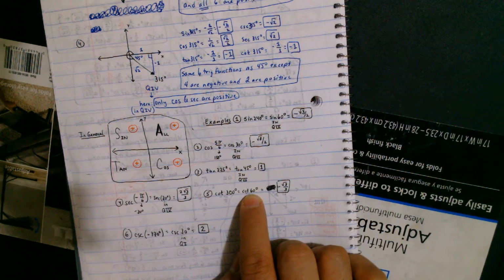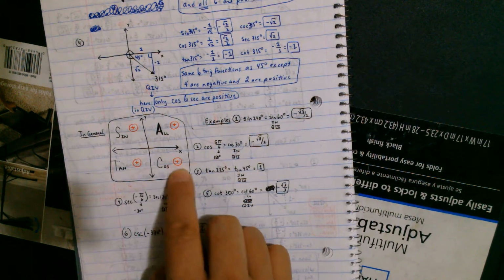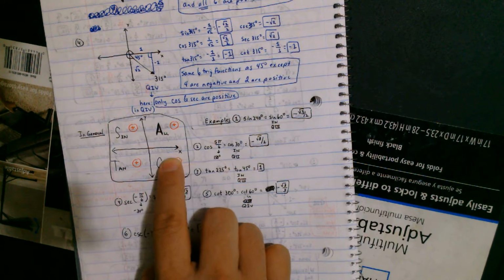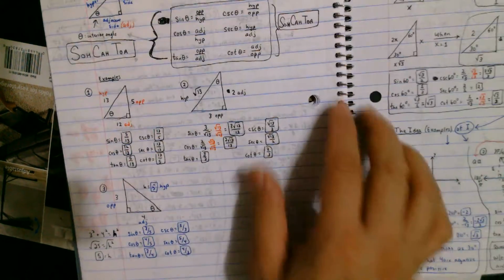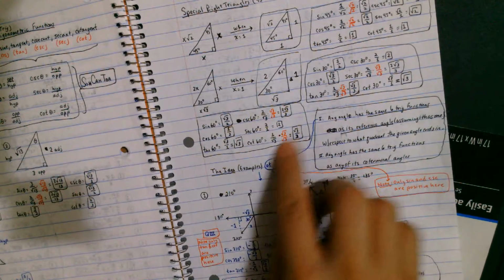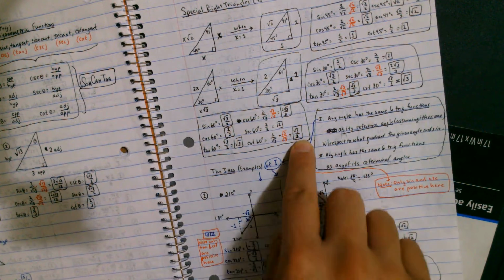Cotangent of 300 is cotangent of 60 because 300 falls in the fourth quadrant, 60 degrees short. So the cotangent of 300 is the cotangent of 60. Cotangent of 60, square root of 3 over 3.